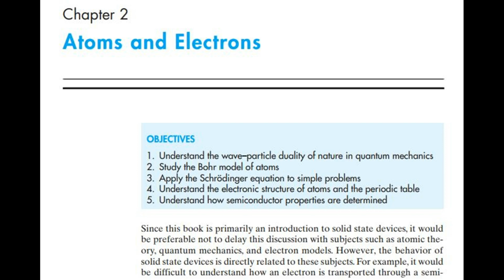Chapter 2. Atoms and Electrons. Objectives. 1. Understand the wave-particle duality of nature in quantum mechanics. 2. Study the Bohr model of atoms. 3. Apply the Schrödinger equation to simple problems. 4. Understand the electronic structure of atoms and the periodic table. 5. Understand how semiconductor properties are determined.